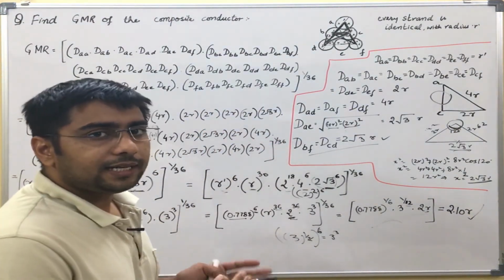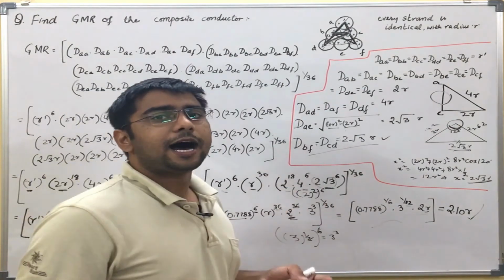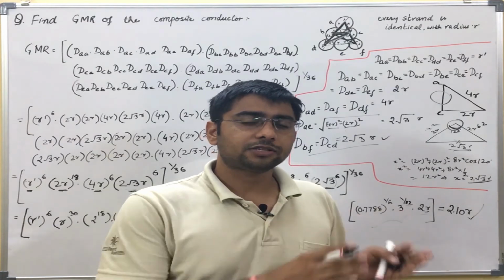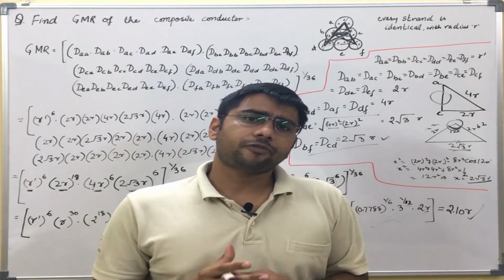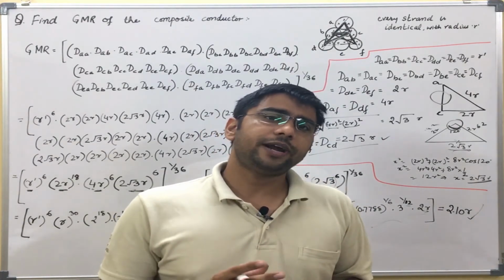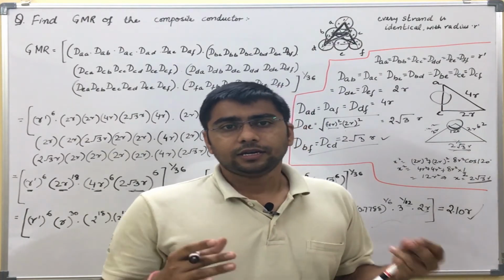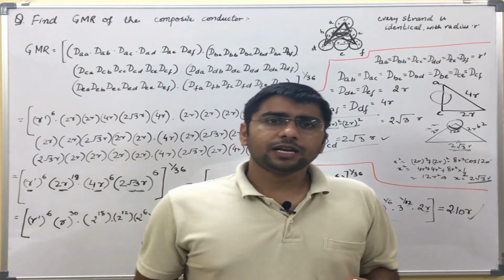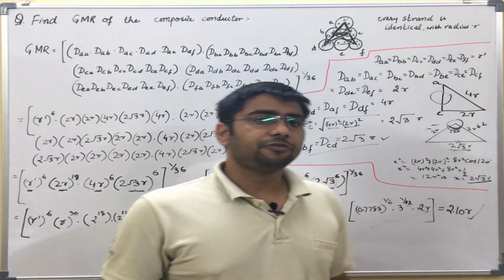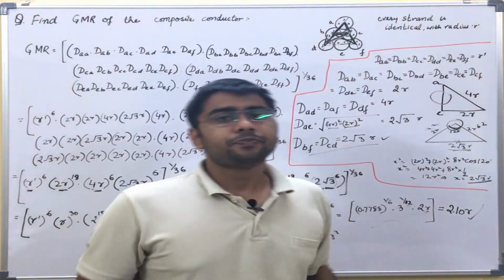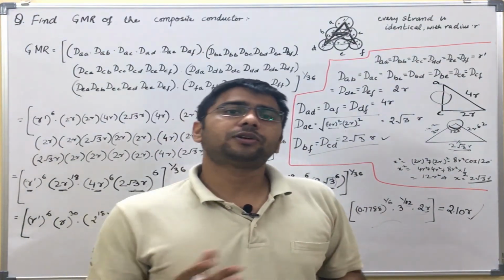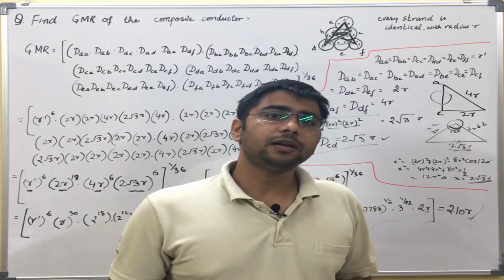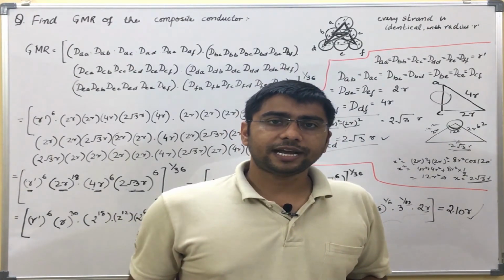So you can see that no matter how difficult the configuration given for calculation of GMR is, we need to start from the basics only. That is, we need to find all the mutual distances between the same conductor to find the GMR. Similarly, we can calculate GMD also if similar conductors were given, by simply calculating the mutual distances. In the next video, we will see an example regarding 3-phase transmission lines.